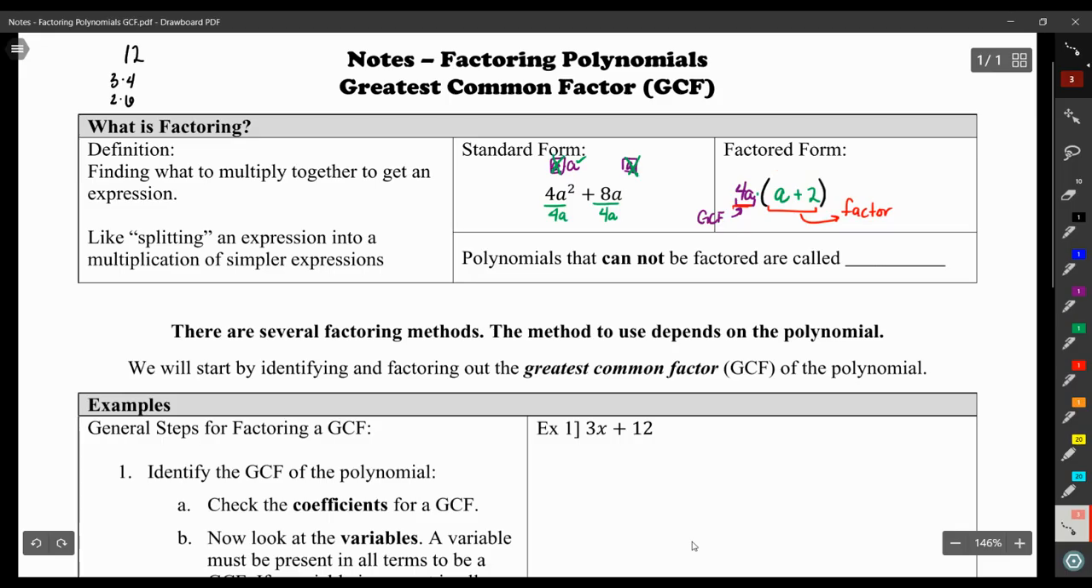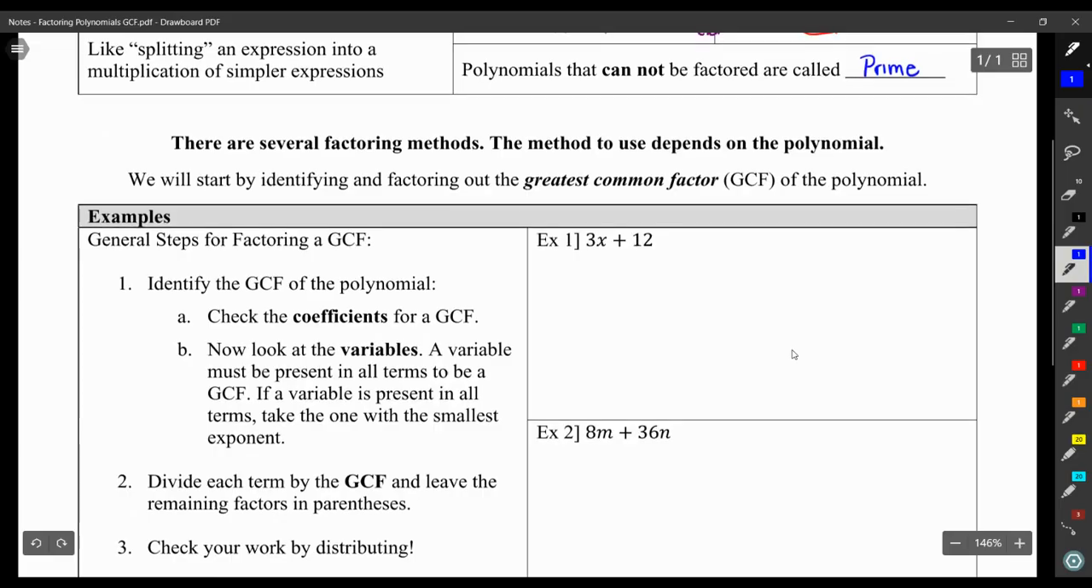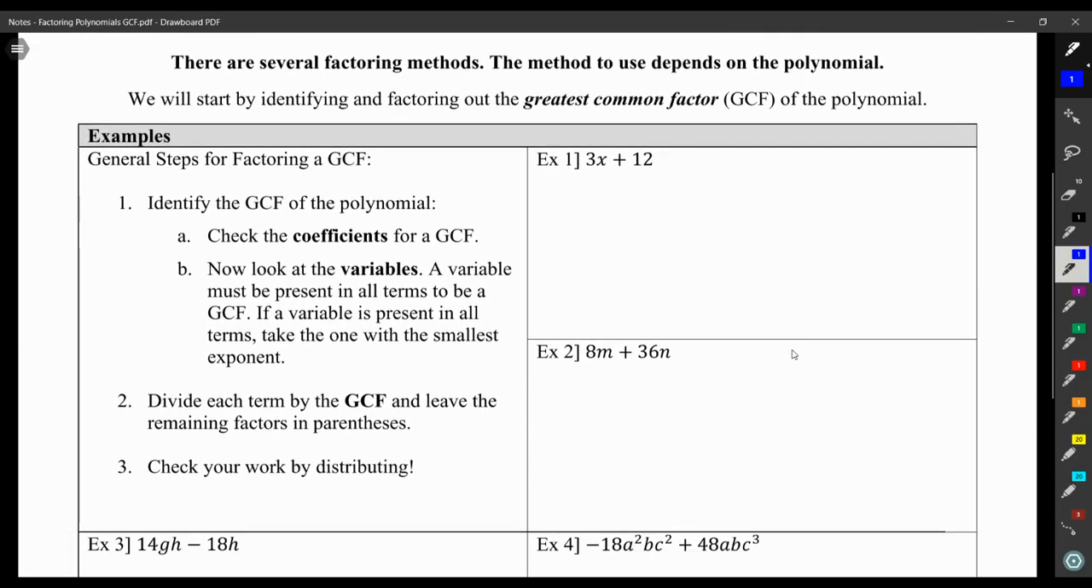Now, what happens if there is not a greatest common factor between the two or three terms? Well, that means it's something that cannot be factored, and we call it prime. If there is no greatest common number or variable you can divide out, we call it a prime expression. Now, this is not the only method of factoring. There are several methods, but greatest common factor is used everywhere.